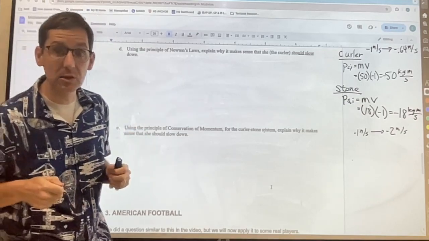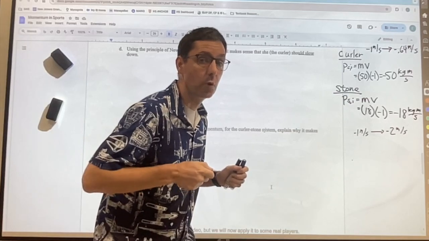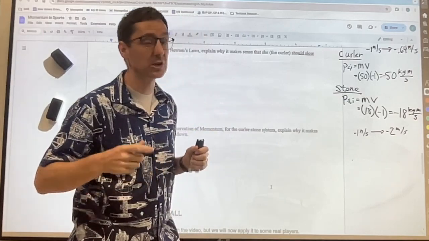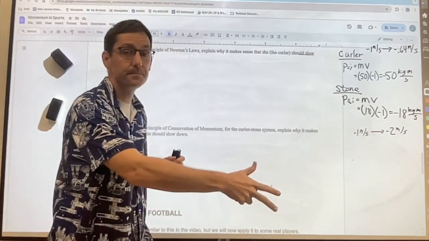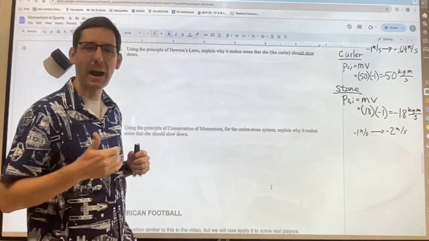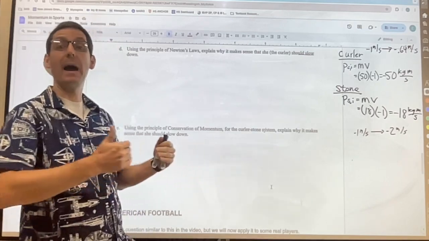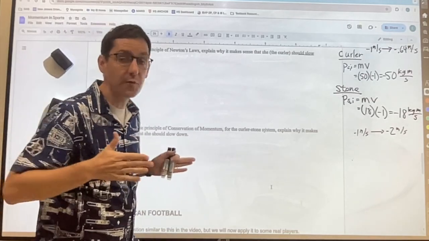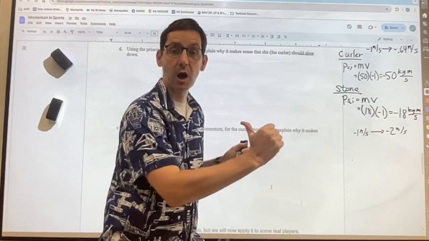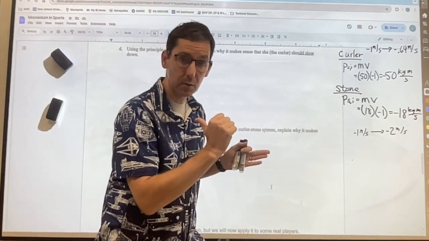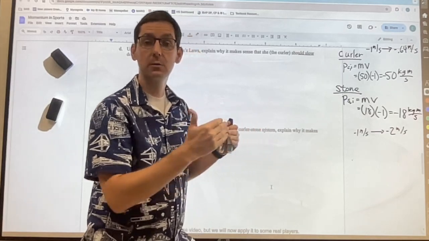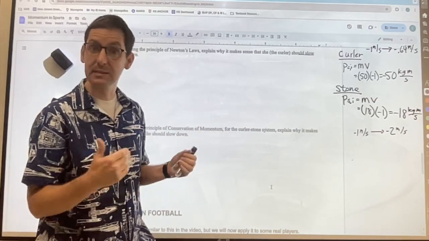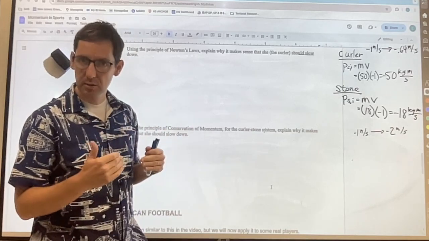As she slides along, she's moving in this direction to the left. When she pushes on the stone, Newton's third law says the stone pushes back on her. So if there is a force back on her, then there's a force opposite her motion. She's already moving in that direction, but if there's a force opposite that motion, then she will slow down. The acceleration will also be in the opposite direction. She will slow down, and that should make sense. As long as that force is there, she should slow down.